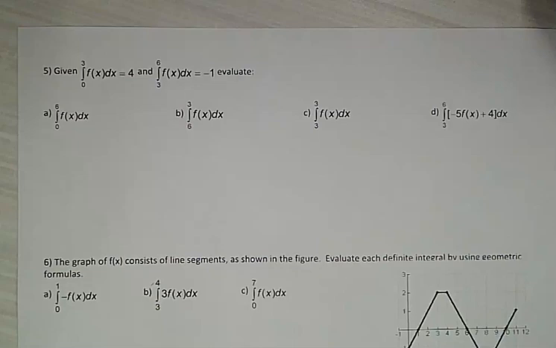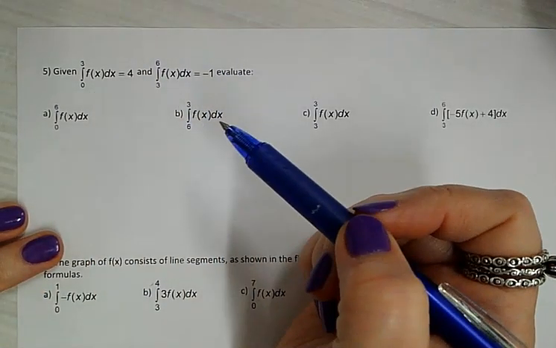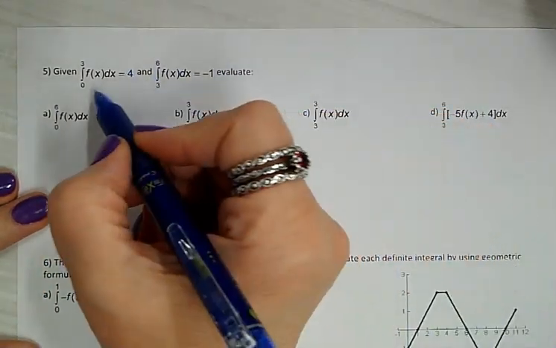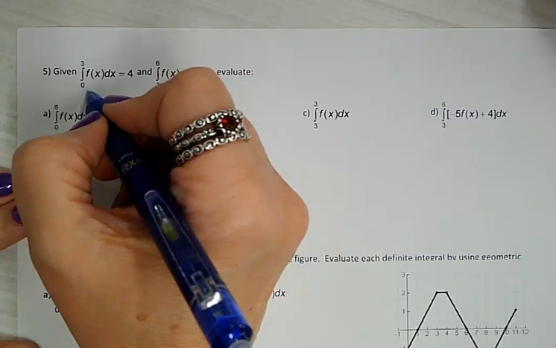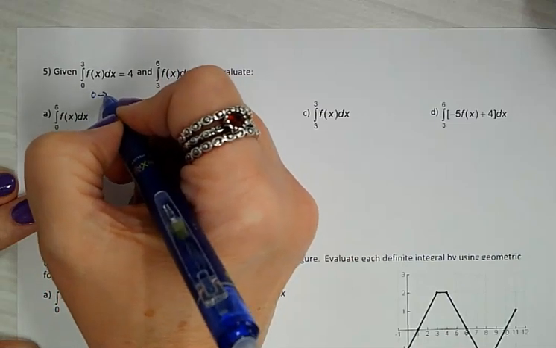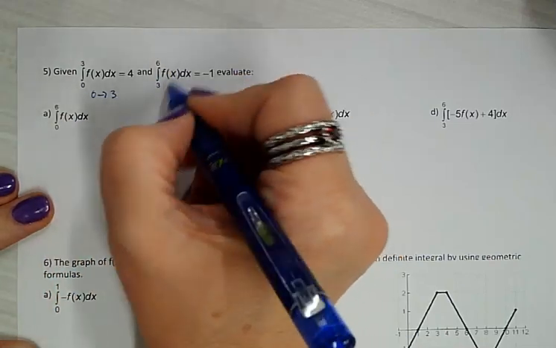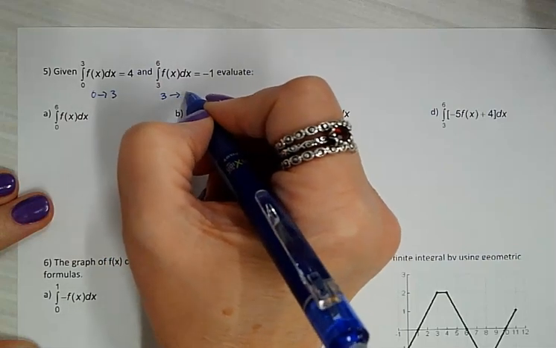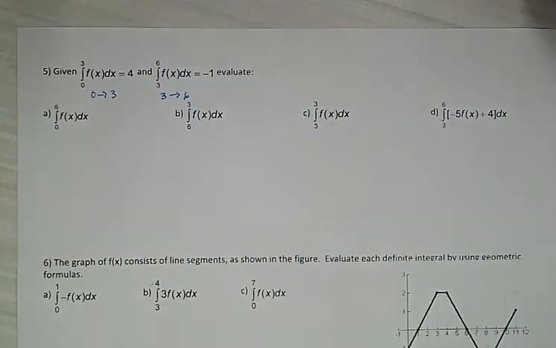Okay, so on problem 5, they're giving you some more facts to deal with. And notice here the boundaries are different. So the boundaries here are going from 0 to 3, and the boundary here is going from 3 to 6. So keep that in mind.